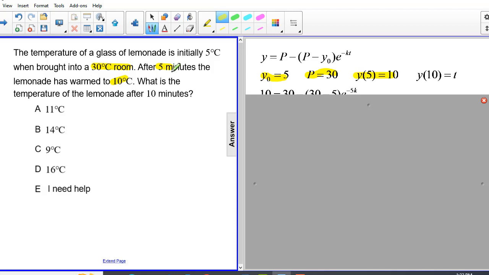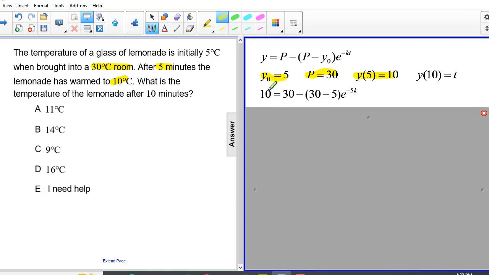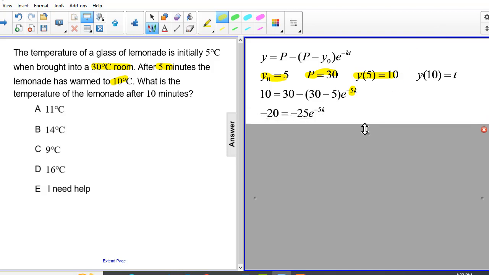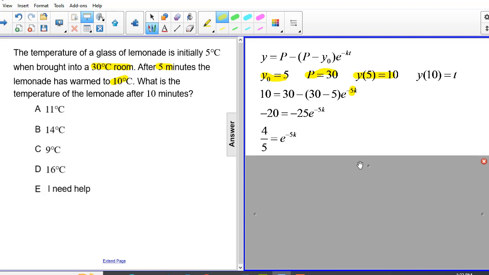So I make the appropriate substitutions and follow basic algebraic steps, which gives me 10 equals 30 minus the quantity 30 minus 5 times e to the negative 5k, because we're using this condition right here. When t is 5, y is 10. I follow basic algebraic steps, and I get to this step right here, where 4/5 is equal to e to the negative 5k power.